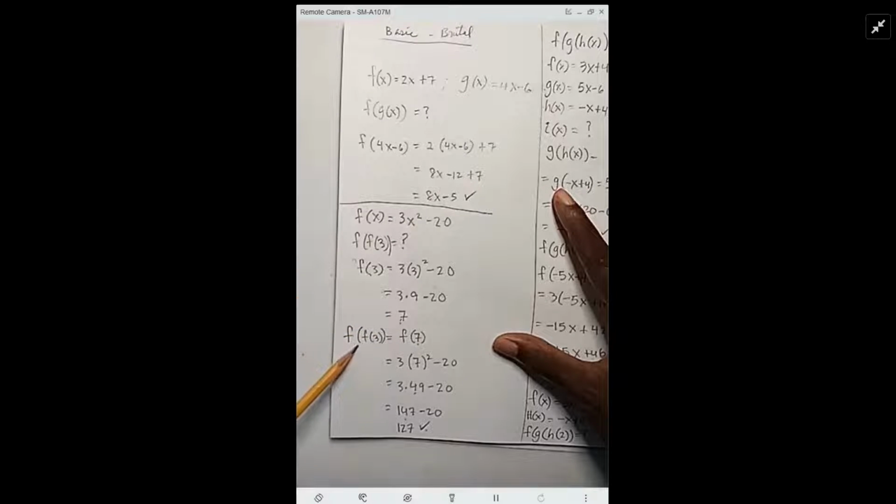So we want to find f of f of 3. Now, we go f of 7, which is go back to f of x. So we have 3 times 7 squared minus 20. 3 times 7 squared minus 20 is 3 times 49 minus 20. What I did here to get to this, I just said, that's close to 50. So I said 3 times 50 minus 3 gave me 147 minus 20, which is 127.